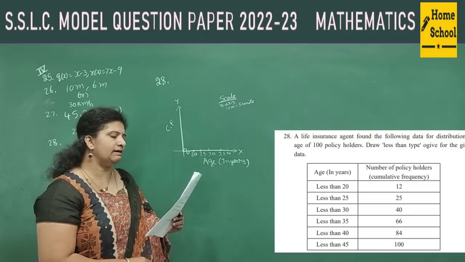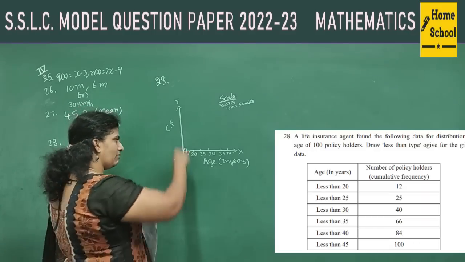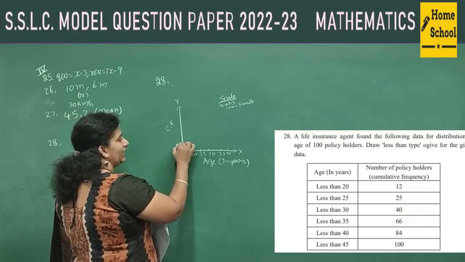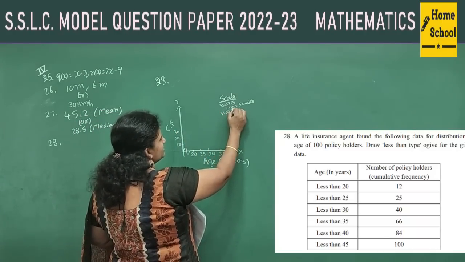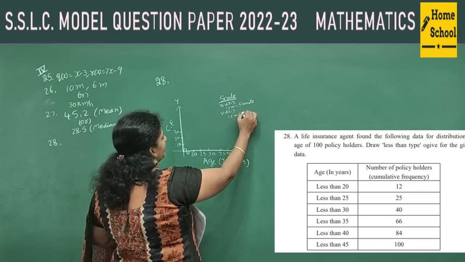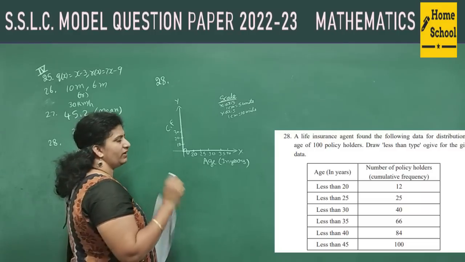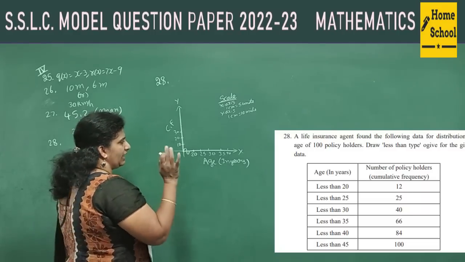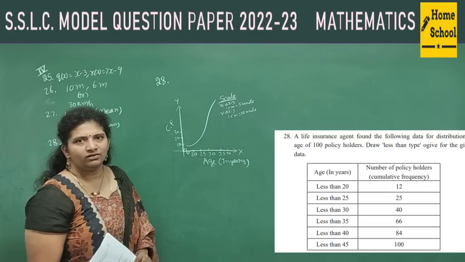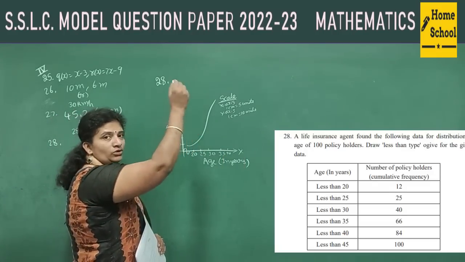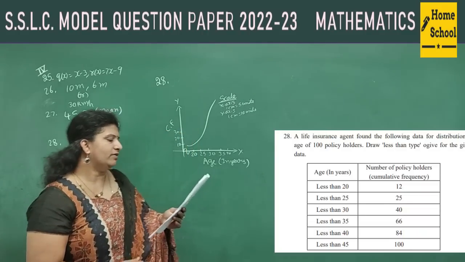And what about your scale here? 12, 25, 40, 66, 84, 100 you have. So in the same manner you can take here 10, 20, 30 like that. That means y-axis 1 centimeter is equal to 10 units you take. Okay. And your graph less than type ogive, directly plot these values in graph. That means how will be your graph? Like this it will be there. Right? Less than type ogive from down to up. That means low to high your curve will be there. Directly do this in graph.